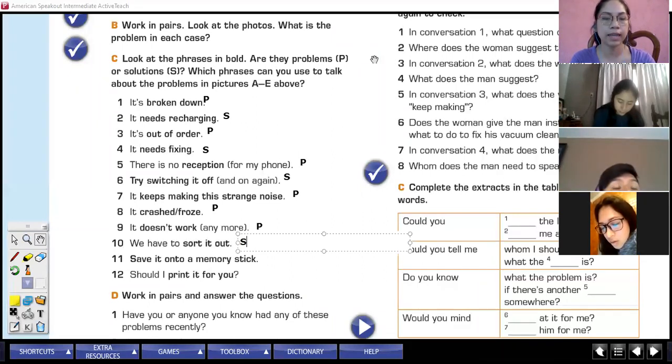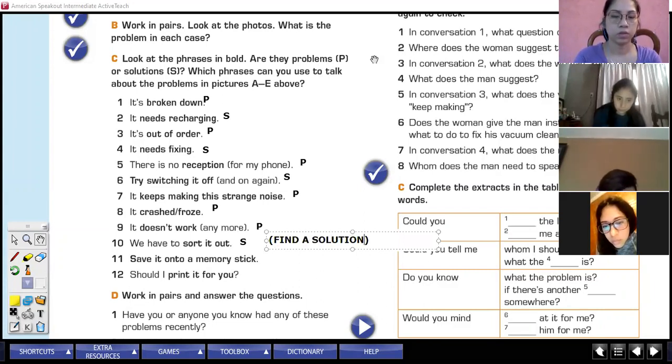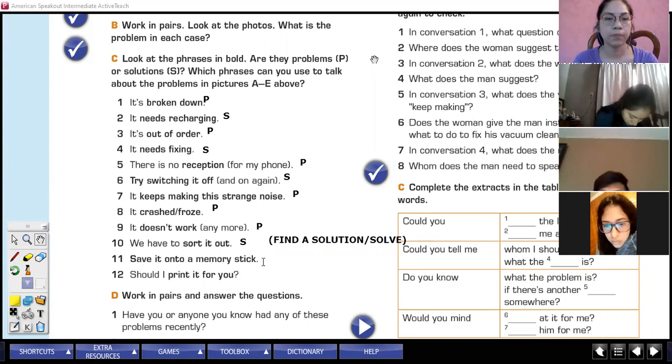And do you understand that expression? Sort it out. Try to solve the problem. To find a solution. Find a solution. Solve. That is to sort it out, okay?